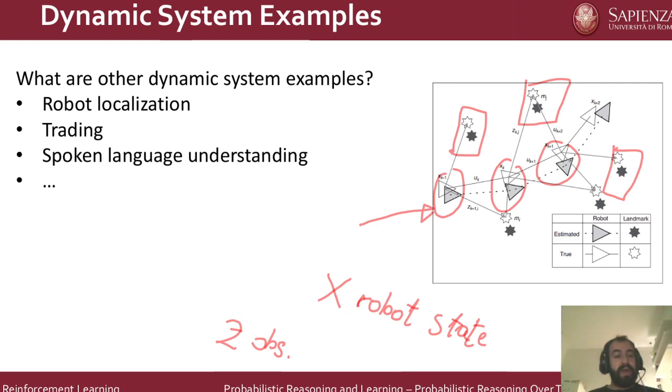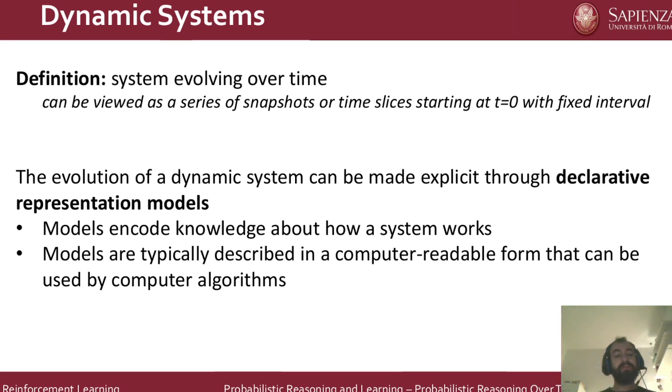Okay, so now that we have a clear idea of what we're trying to deal with, we can start giving some definitions. The first definition we need is that of a dynamic system, which we already gave basically: a system that evolves over time. As I mentioned, you can see this evolution as a sequence of snapshots that start at time equals 0 and then have a fixed interval.